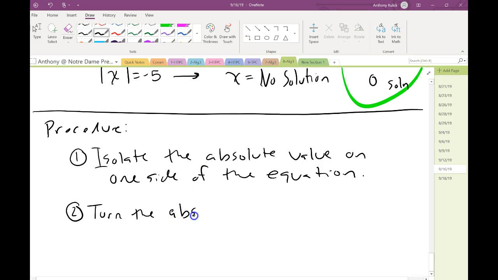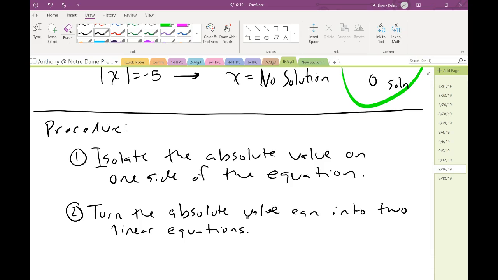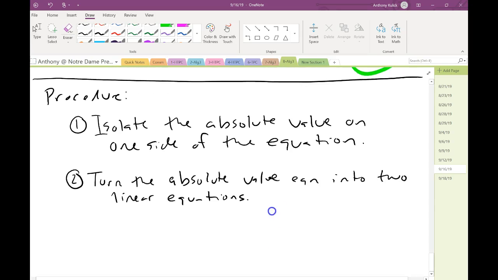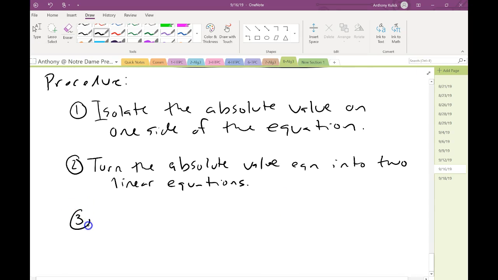The next step is going to be to turn the absolute value equation into two linear equations. And again, we'll talk through the details of how to do these steps in just a moment. Right now, I just want to outline the general procedure, and then we'll worry about the details in the examples momentarily.